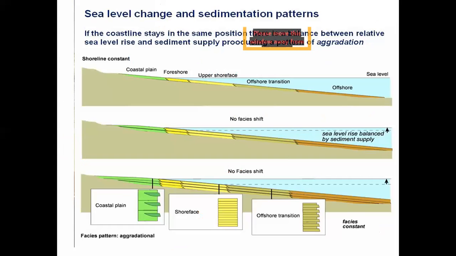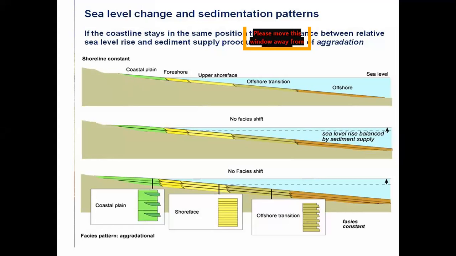So if the coastline stays in the same position, and relative sea level rise occurs and sediment supply is provided, the pattern of sedimentation is actually aggradation. You can see here what happens when the shoreline is constant and the accumulation space is filled up, because the sea level is rising and an equal amount of sediment is coming and filling the space.